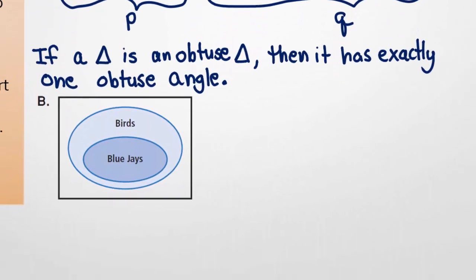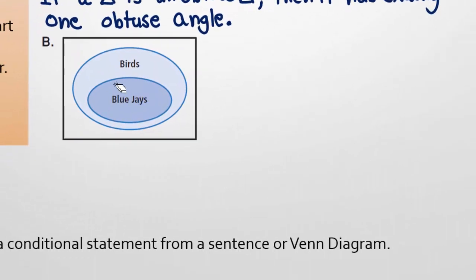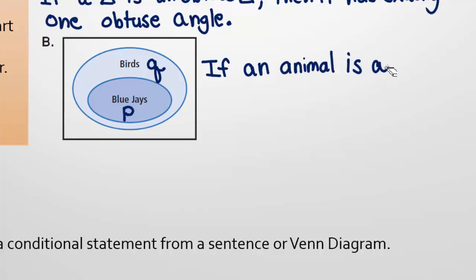We can also write conditional statements from the Venn diagram. So inside again is our P or our hypothesis, and outside would be our Q. And so our conditional statement for this would be if an animal is a blue jay, then it is a bird.